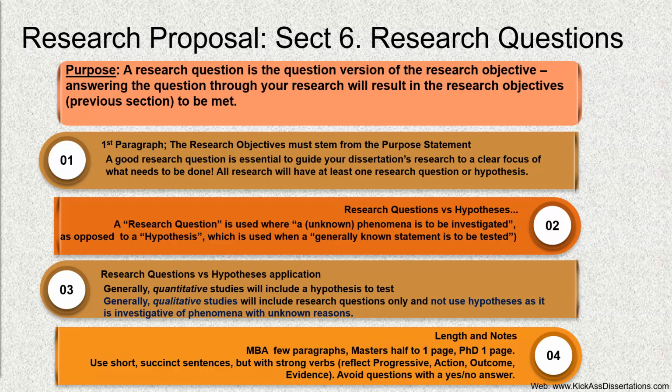But use strong verbs as well that will reflect progressiveness. It's going to reflect action, outcomes, evidence. Remember, that is where you want your research questions to lead you. You want to get to a point where you really have a conclusion about something that you can act upon. And then just lastly, avoid questions with a yes/no answer. I don't think you will be allowed to do a dissertation if it's going to have a simple yes or no answer. Almost all dissertations will have a complex answer to the question instead of a singular yes/no answer.